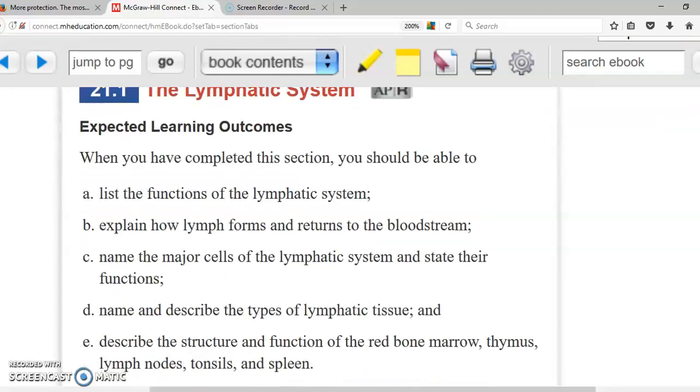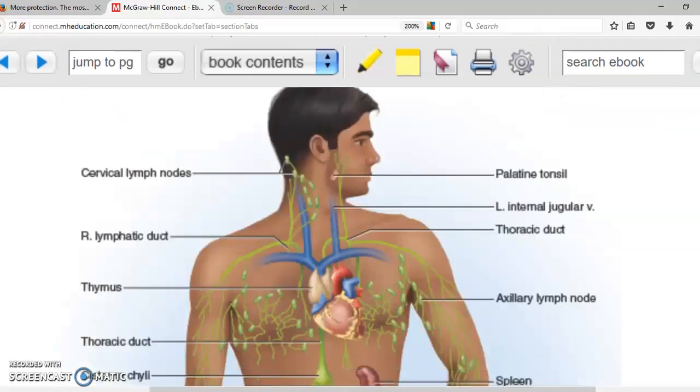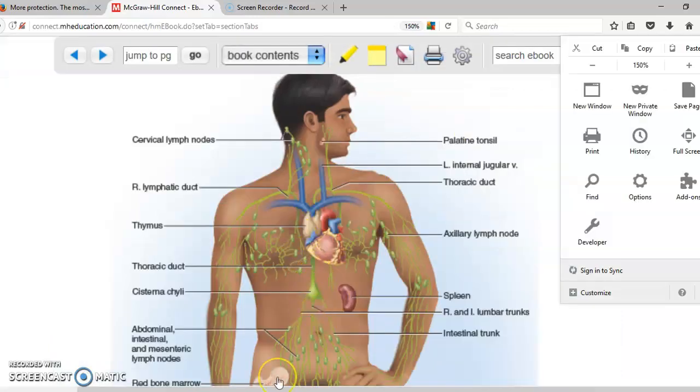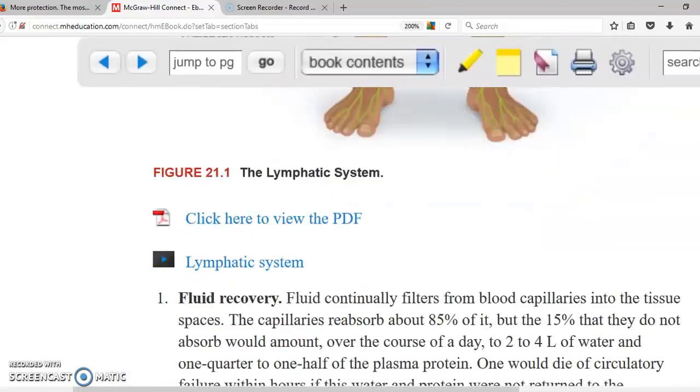In the lymphatic system, right here you have the different organs. Lymphatic vessels in green, bone marrow, spleen, lymph nodes right here, quite a few as you can see, as well as the thymus. Those are the main organs in the lymphatic system. So let's keep scrolling down.